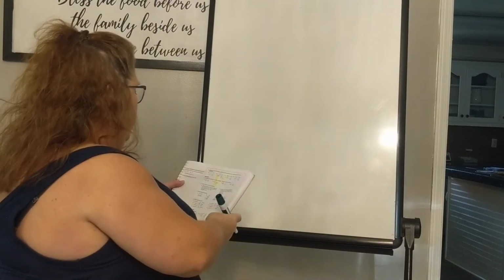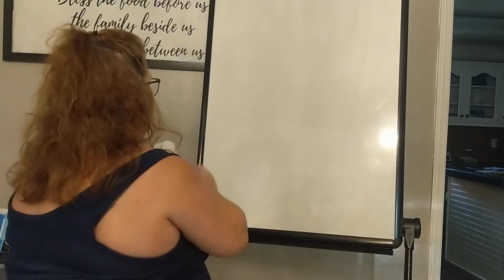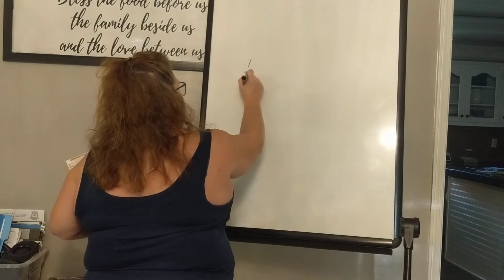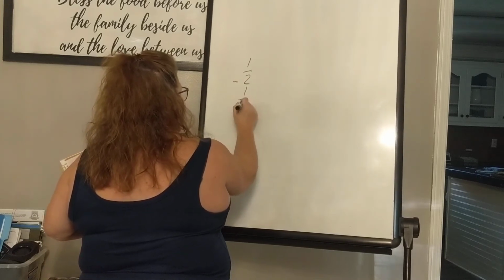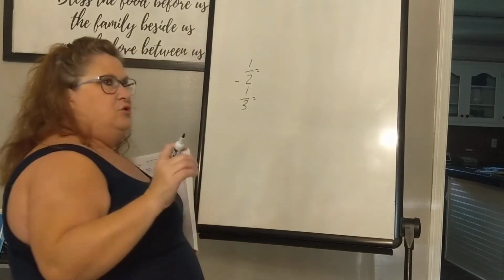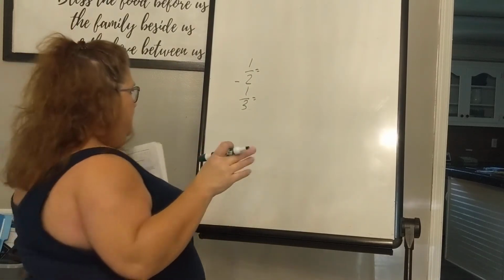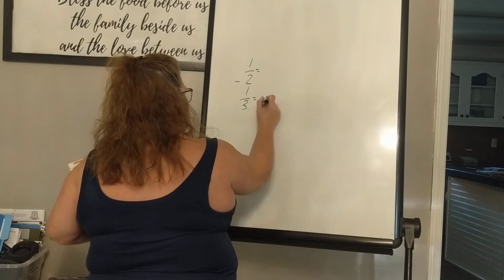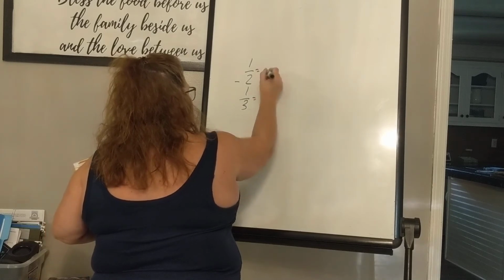We have 1/2 minus 1/3. So we have to find our least common multiple, least common denominator. I would count 2, 4, 6, 3, 6. So 6 is my least common denominator. I'm going to write it. Get ready to make my equivalent fractions.